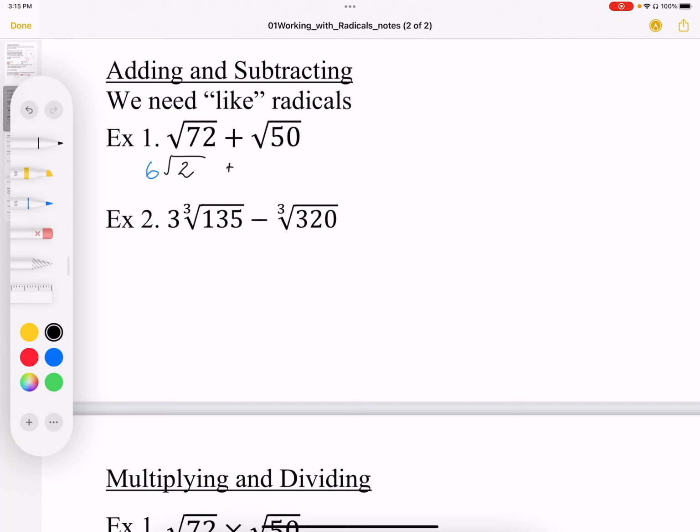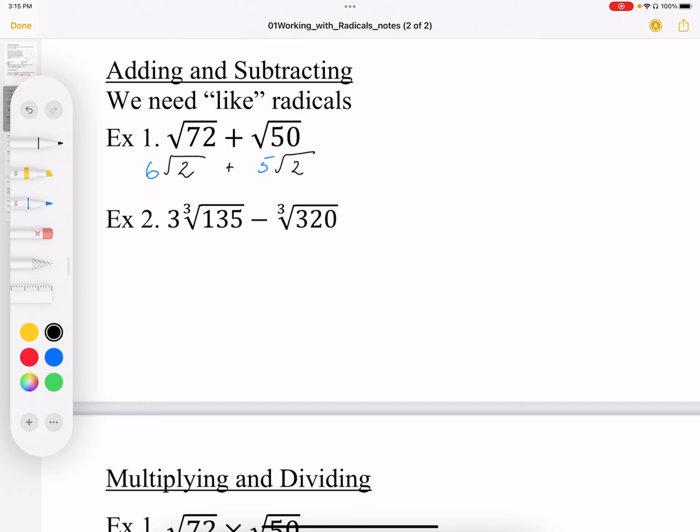The same for the 50. I need to take out the perfect square of 25. The square root of 25 is 5. And then what's left over when I factor out the 25 is going to be 2. So here we have our mixed radical forms.